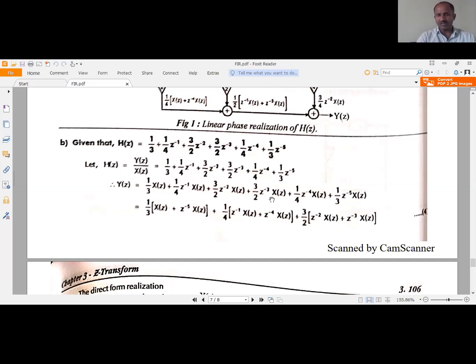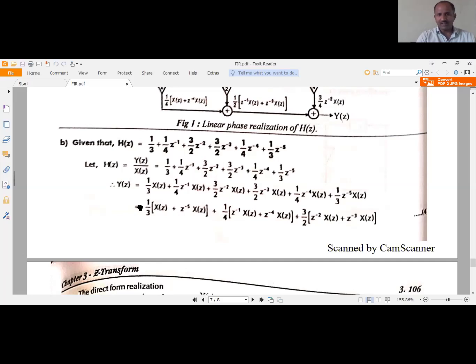And take 3 by 2 here. Then 3 by 2 would be common. So z power minus 2 into x of z, then z power minus 3 into x of z. Equation number 4 you have to realize by using this. So obviously 1, 2, 3 multipliers have been reduced in equation number 4.